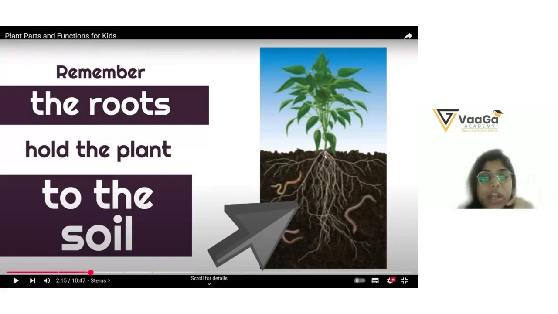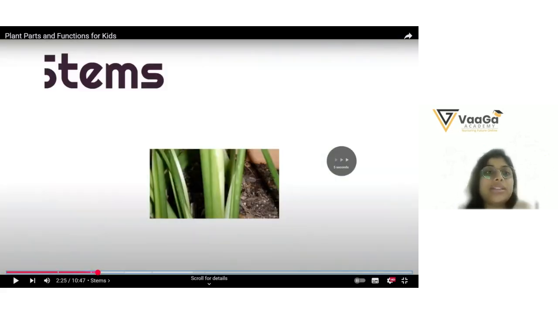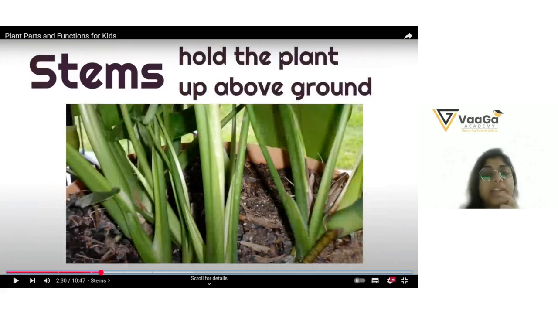See, now this is the roots. Now this is the ground. We can't see the underground, but the roots are holding the plant to the soil. Got it? This is very important. Now let's learn about the stem. What are the stems? Stems hold the plant up above ground.